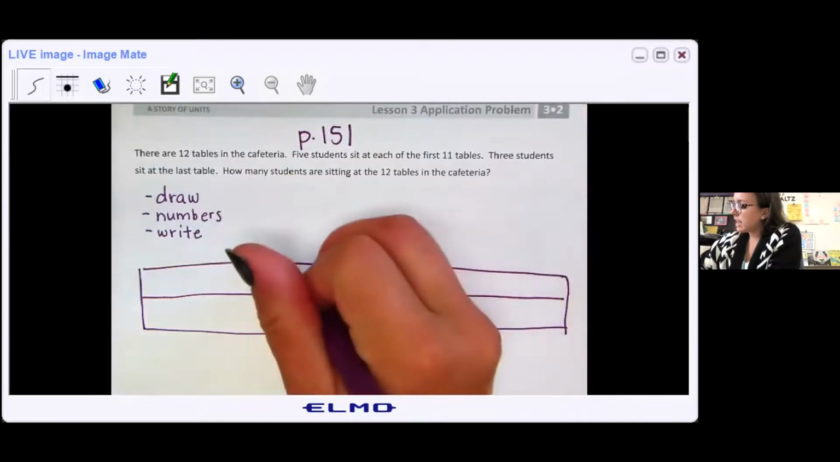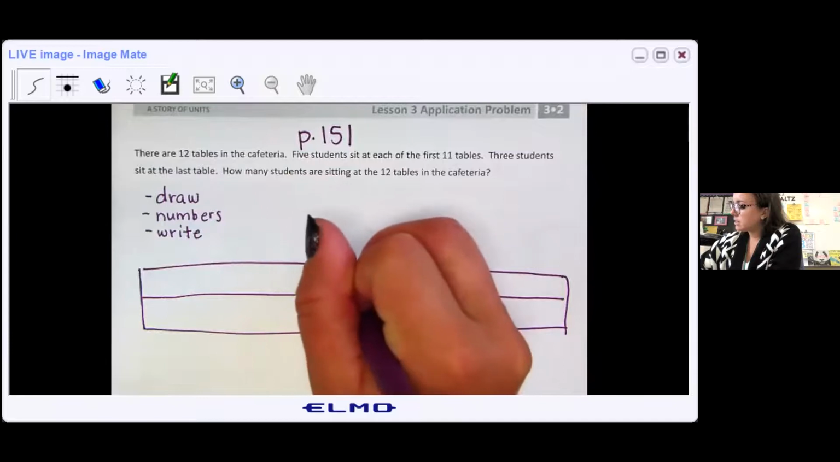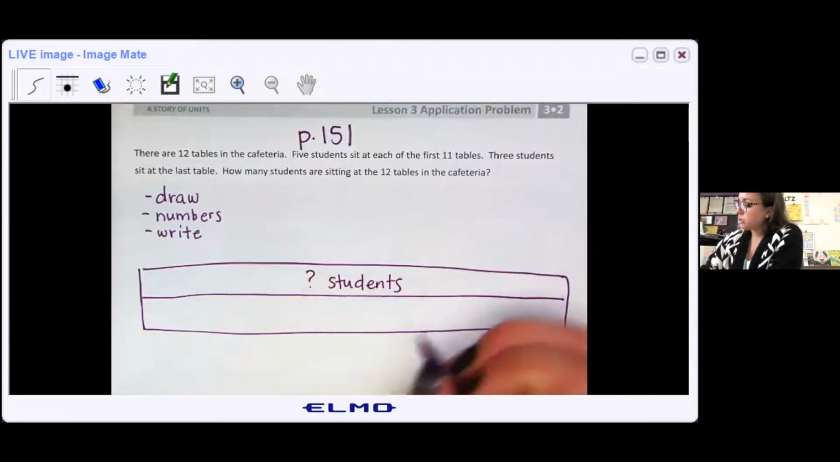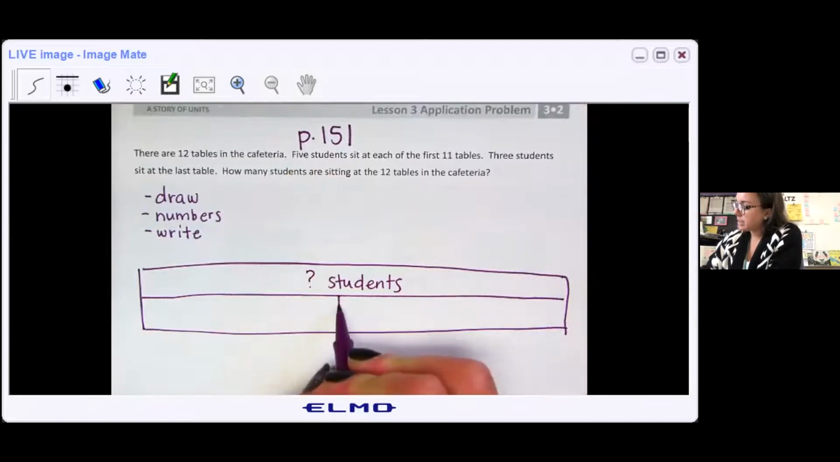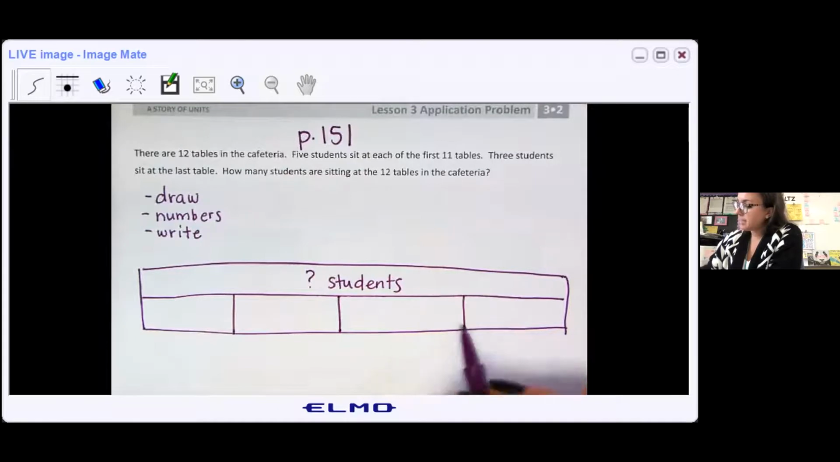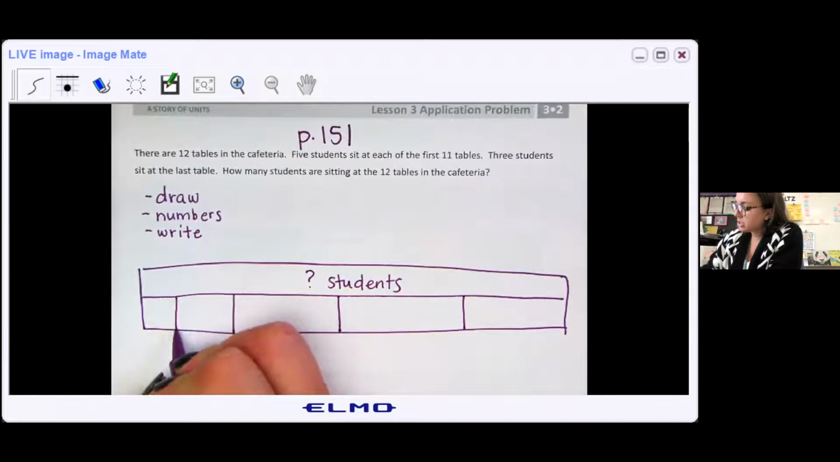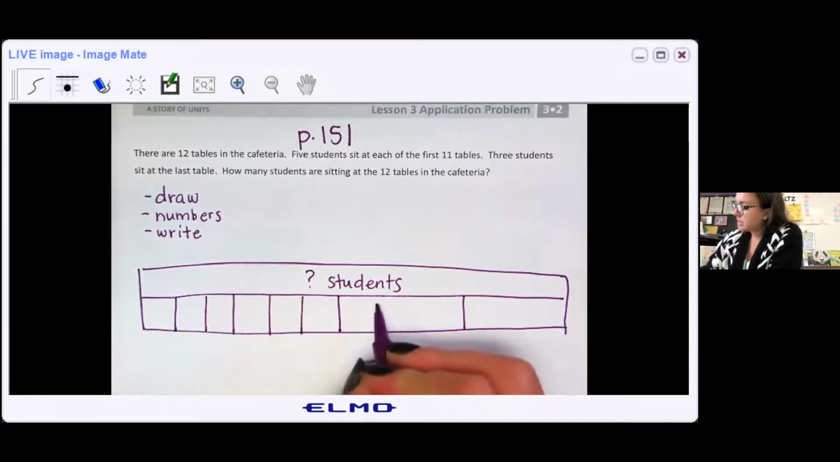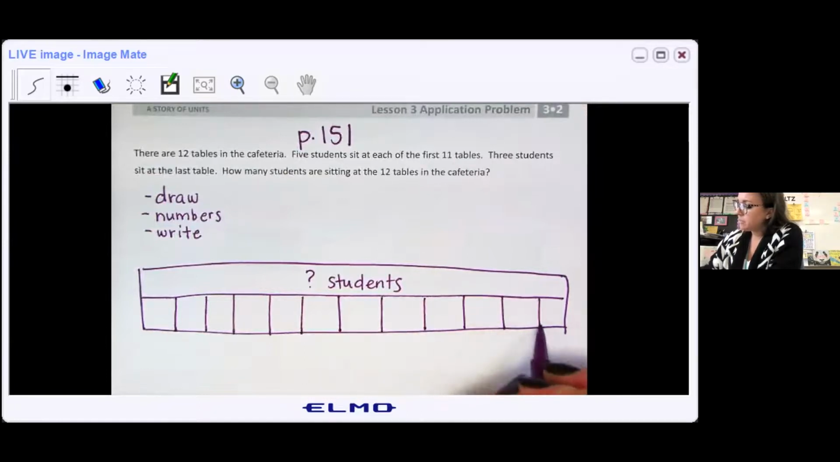And again, I do not know the total number of students. That's what I'm trying to find. I know there are 12 tables. Tables sound like my groups. So I'm going to split it in half and then split each part in half. That's 4. Then I'm going to split each section into 3. So we've got 3, 6, 9, 12. And my good math students are counting to make sure they have 12.